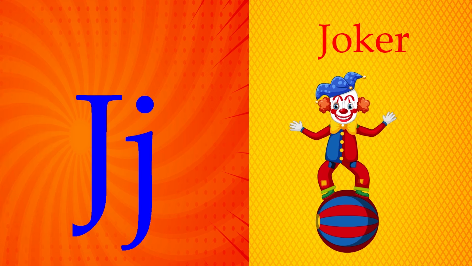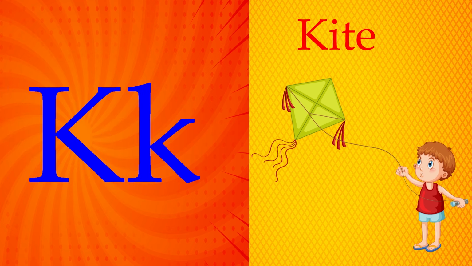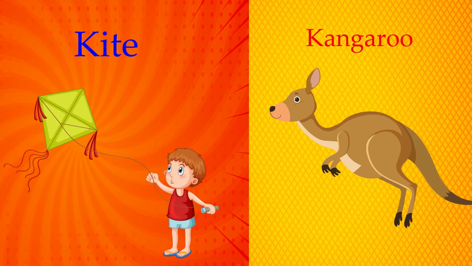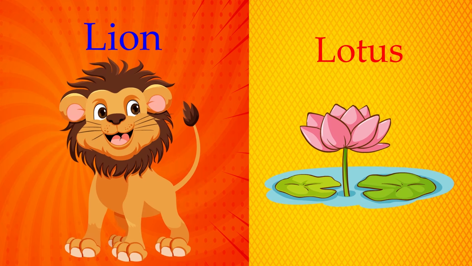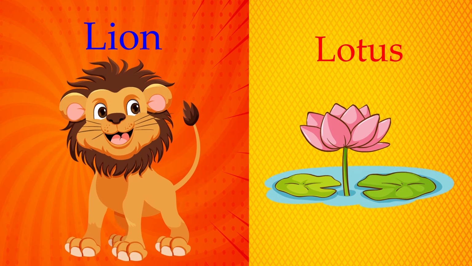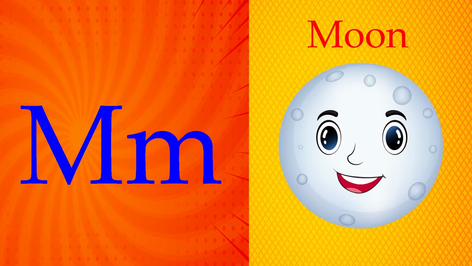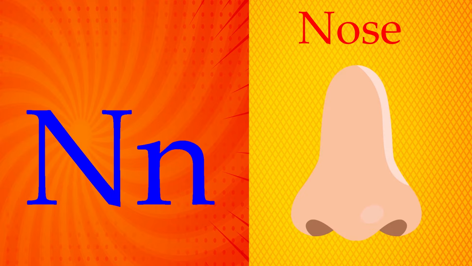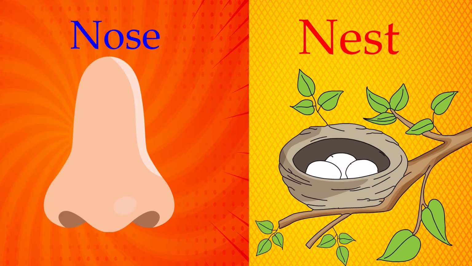J for joker, J for jug, j. K for kite, K for kangaroo, k. L for lion, L for lotus, u. M for monkey, M for moon, m. N for nose, N for nest, mm.